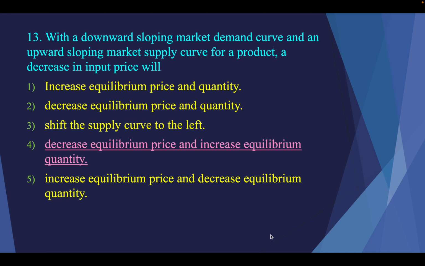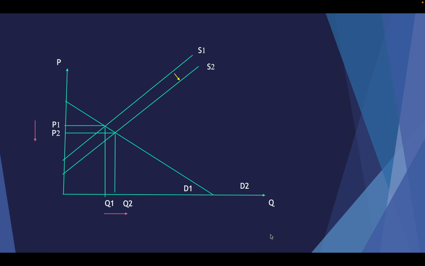Now we are going to discuss the 2015 MCQ 13th question. With a downward sloping market demand curve and an upward sloping market supply curve for a product, a decrease in input price will. Here you can see S1, the upward sloping market supply curve, and the left to right downward sloping demand curve, and we mark P1 and Q1 as the equilibrium price and equilibrium quantity.